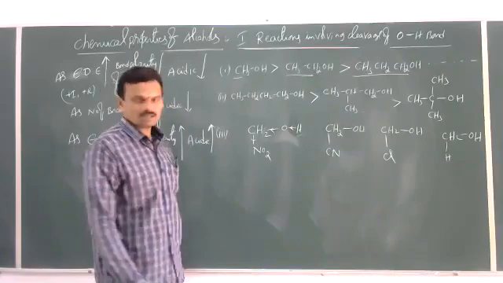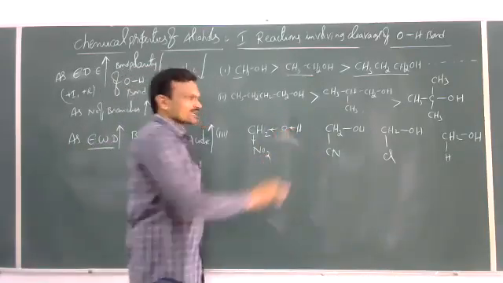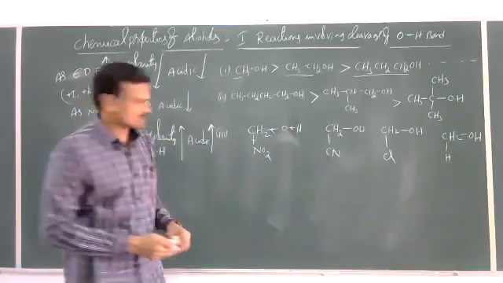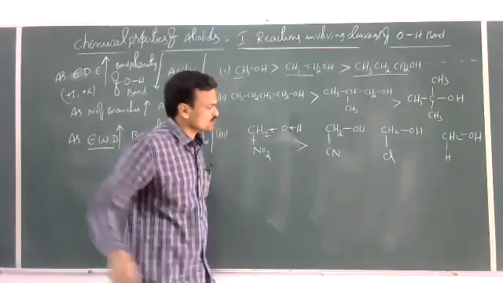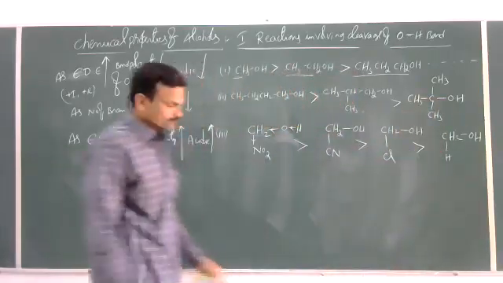That means the acidity is more. The more the withdrawing effect, the more is the tendency to release proton, that is, the more is the acidic strength of the alcohol. So the first one is stronger than the second one, which is stronger than the third one.